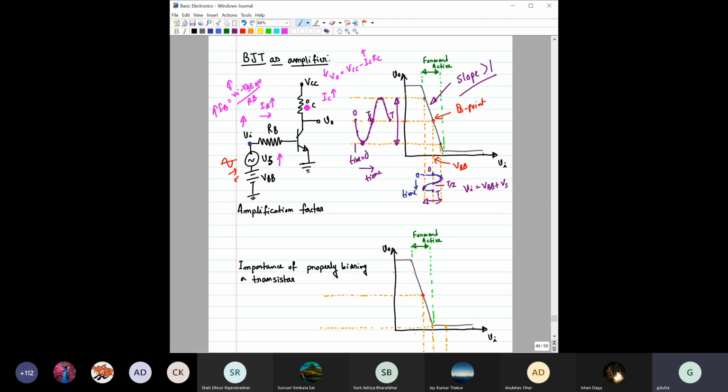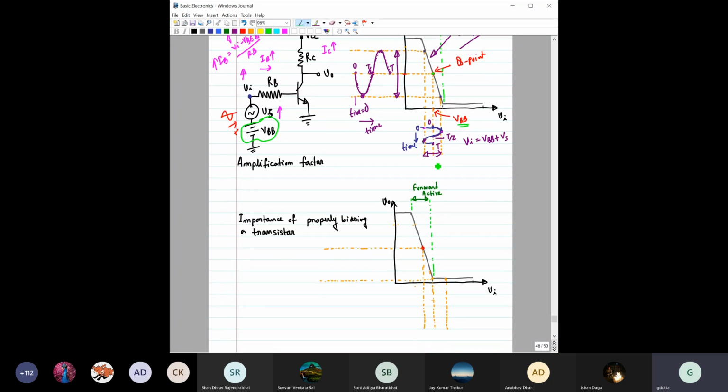Here I think you have noticed one very important thing, which is the importance of this VBB. Because VBB makes sure that the midpoint, this point, is in the forward active mode, right? This VBB only establishes this midpoint. That's what we have mentioned here. So if you have to design an amplifier, you have to design this Q point almost in the midpoint of the forward active mode region, so that you have sufficient space below and sufficient space above. That means you can fruitfully amplify a sinusoidal signal.